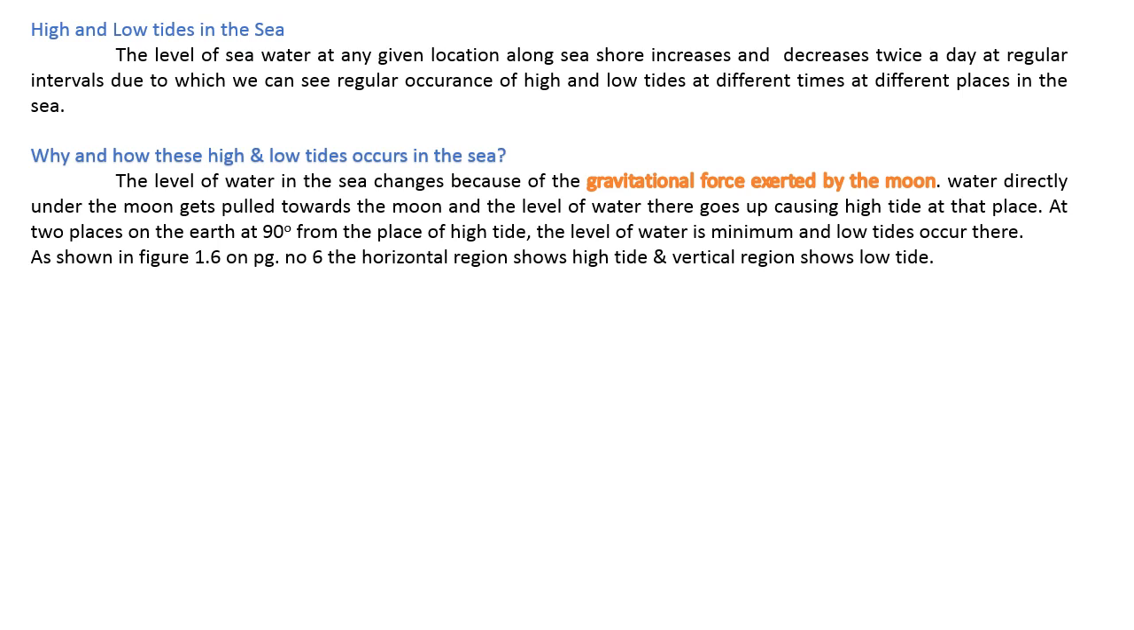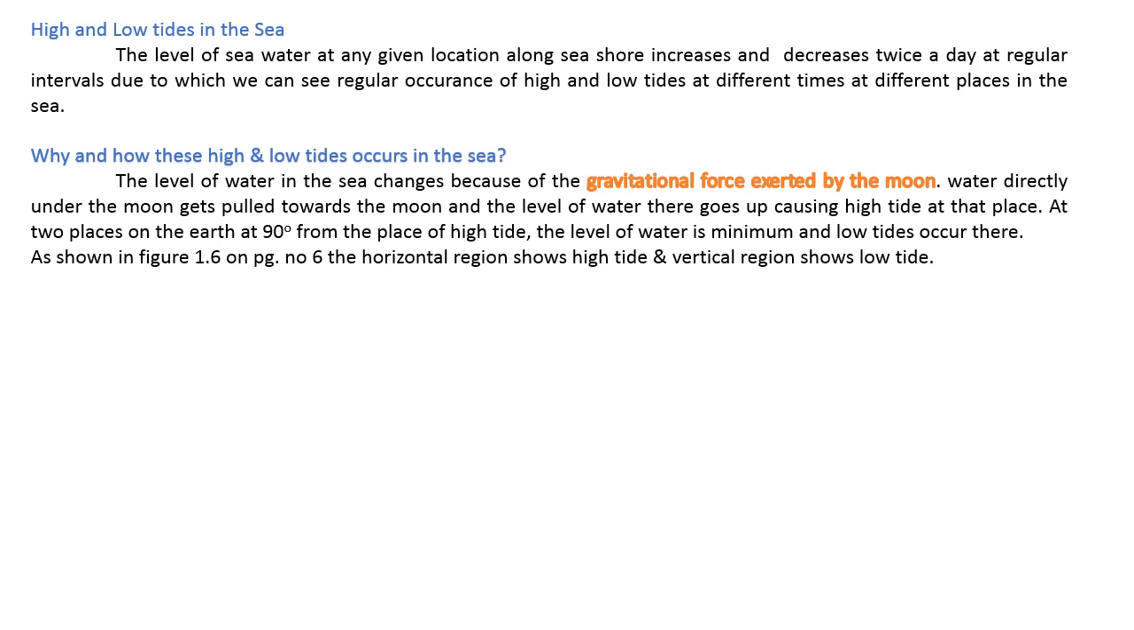So water directly under the moon gets pulled towards the moon, and the level of water there goes up, causing high tide at that place. So whenever the moon is at a particular place, due to its gravitational force the water will be pulled towards the moon, and because of that, what happens? The water level increases, and that is what we call a high tide.